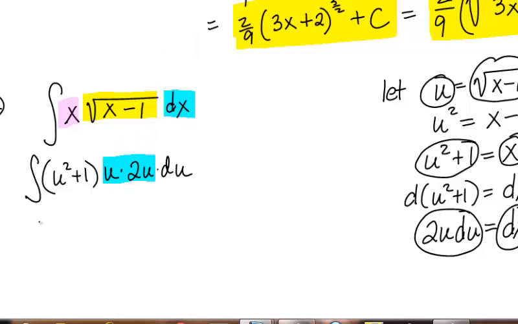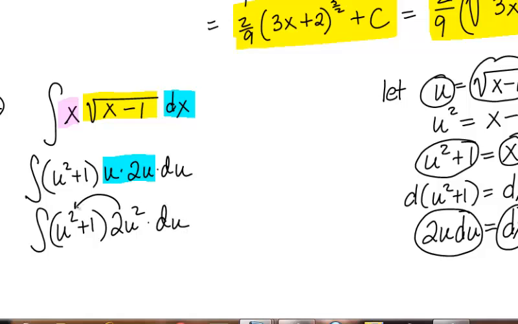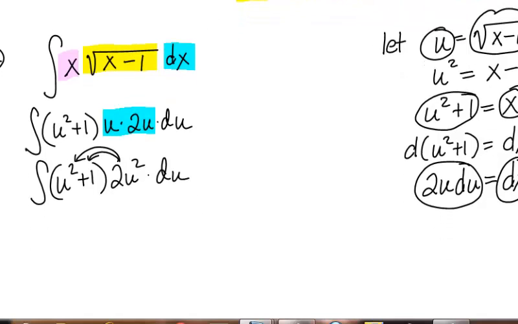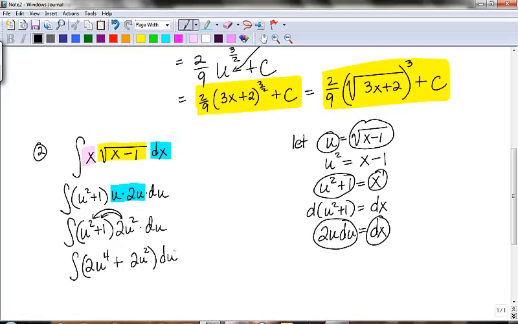Now if I simplify this part, just leave the u squared plus 1. This would be 2u squared with respect to u. And I can distribute, using the distributive property, and multiply that out. I'm trying to get it to a basic polynomial. So this would be 2u to the 4th plus 2u squared, with parentheses around it, with respect to u. Now if I covered up all the rest and looked just at that line, you're down to a polynomial, and you know how to do that integral.